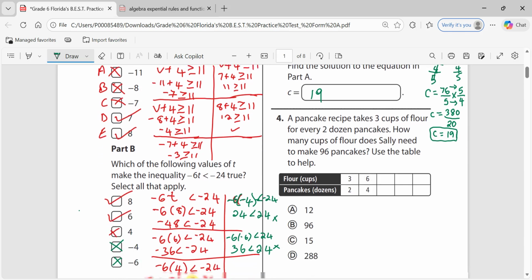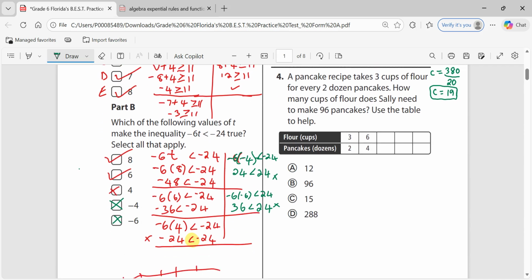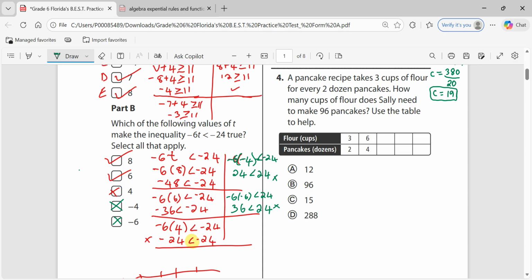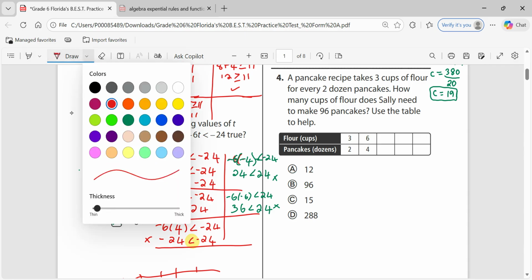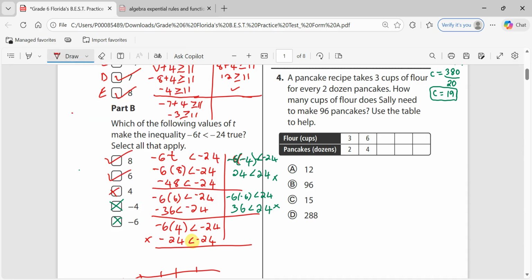All right, let's come on down to number 4. It says that there is a pancake recipe, a lot of words, right? So let's not be afraid of the words. Whenever we see a word problem, Miss Reed wants you to read it. So let's go through, because you could underline on the test as well, right? A pancake recipe takes 3 cups of flour for every 2 dozen pancakes. How many cups of flour does Sally need to make 96 pancakes? And we're going to use a table for help.